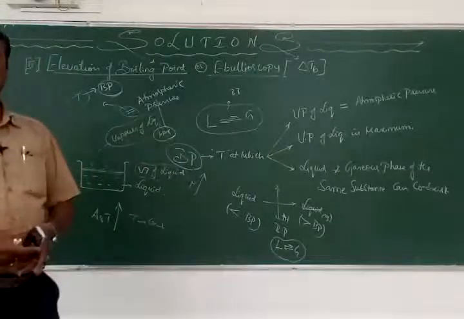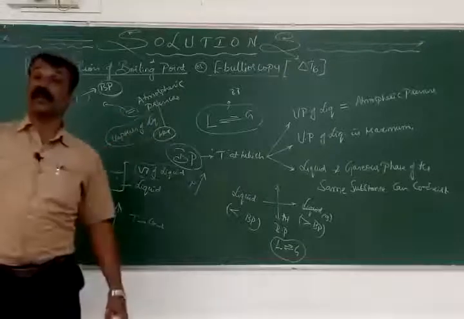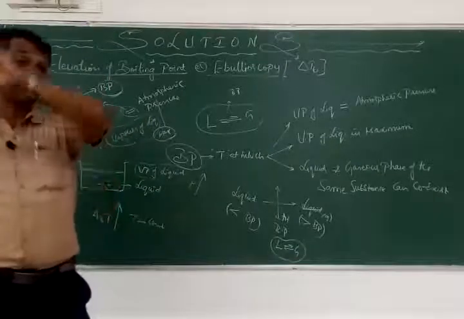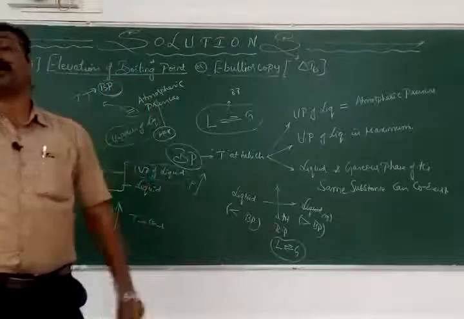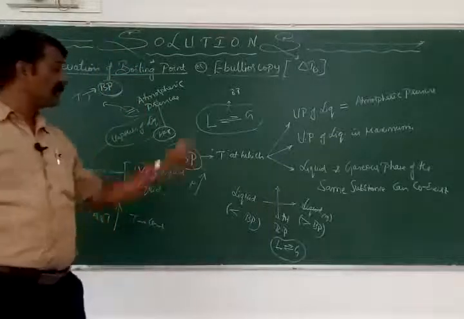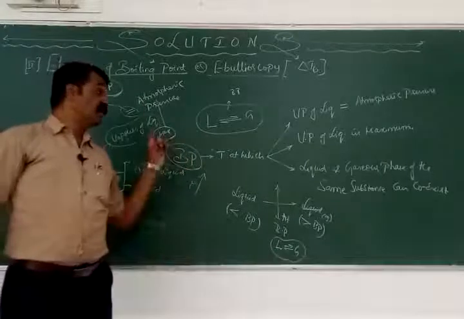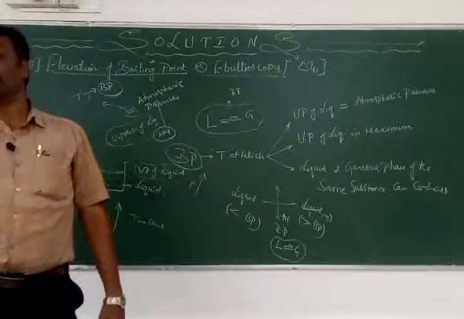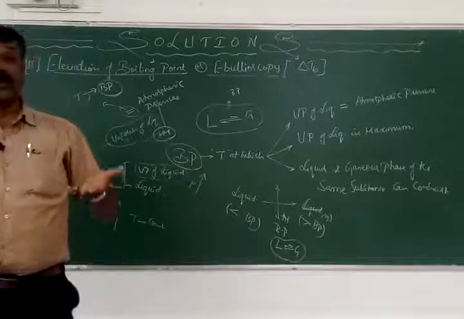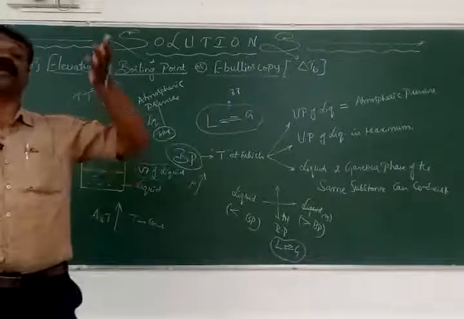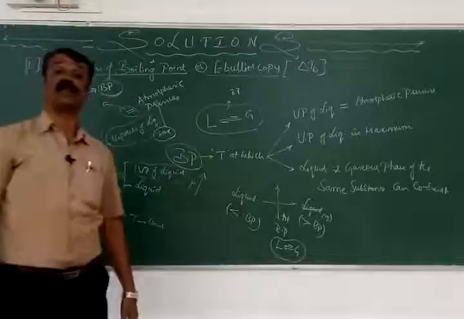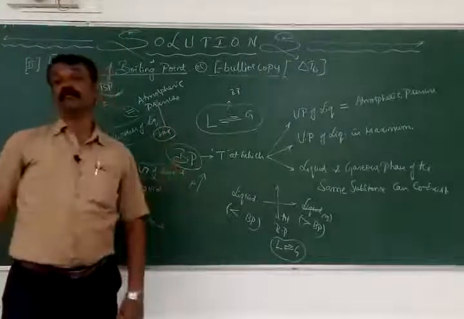One thing is, the standard definition is actually the boiling point is a temperature at which the vapor pressure of the given liquid is exactly equal to the atmospheric pressure. The second one is, it is also the temperature at which the vapor pressure of the liquid is going to be maximum. As we know that as temperature increases the vapor pressure of the liquid goes on increasing and reaches a maximum, and that particular temperature of maximum vapor pressure is called as boiling point.